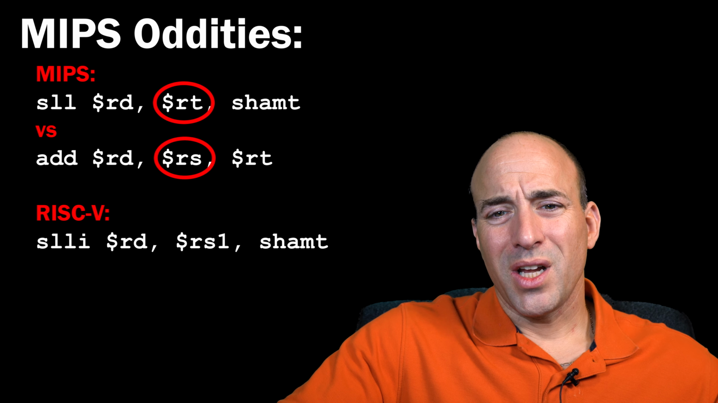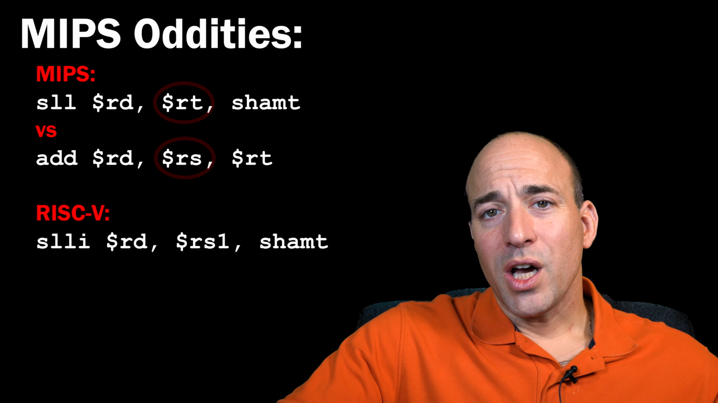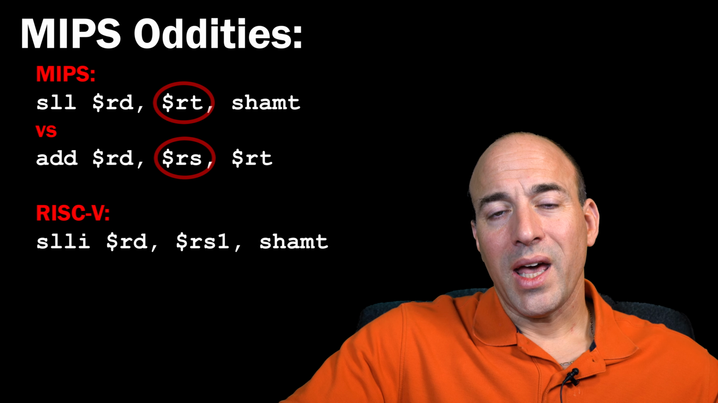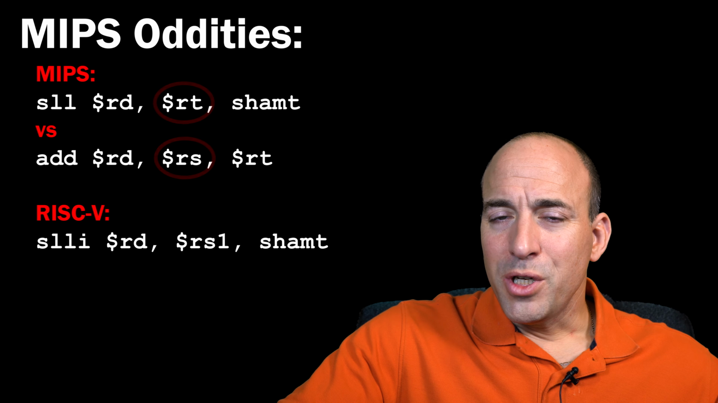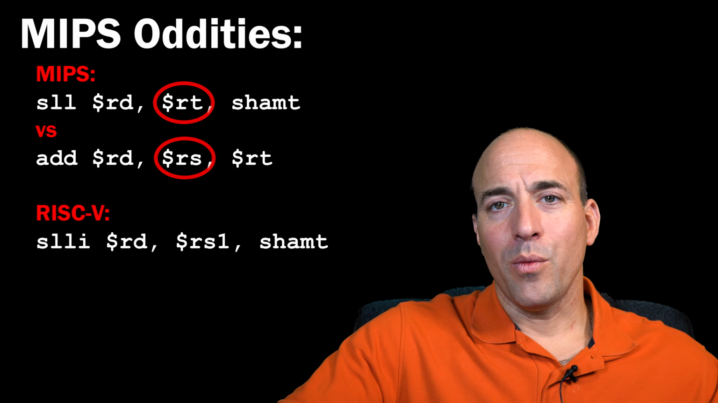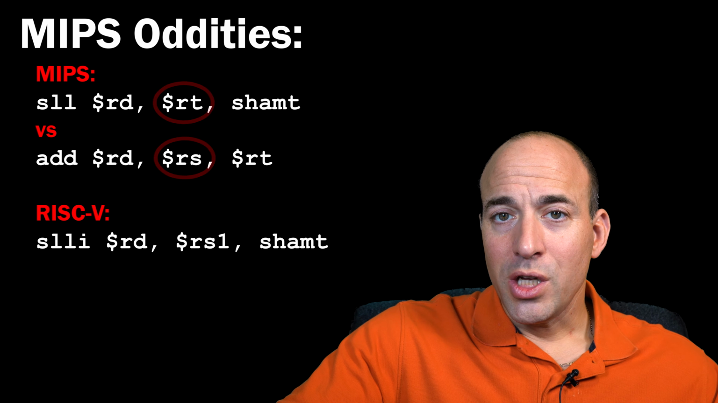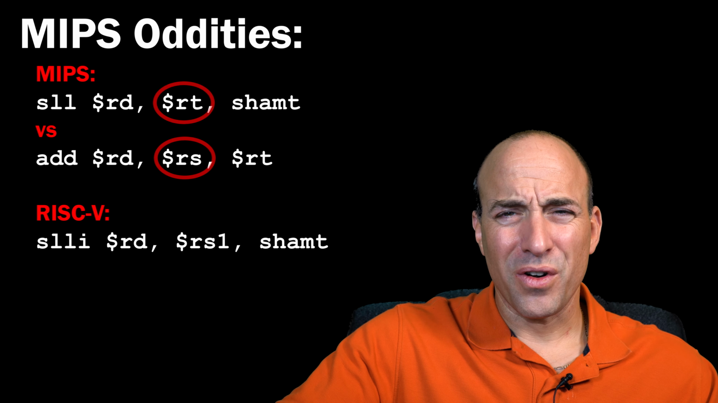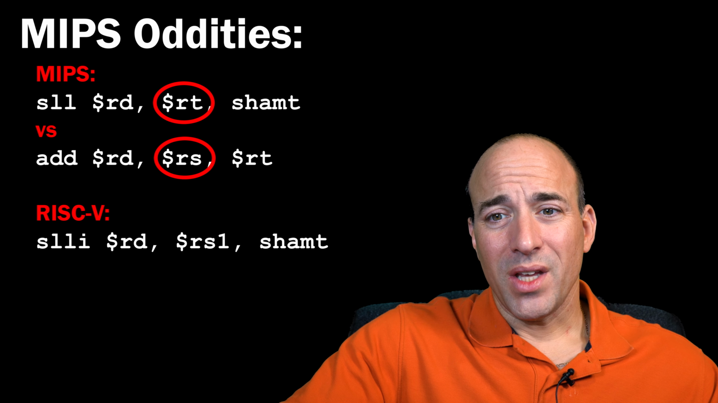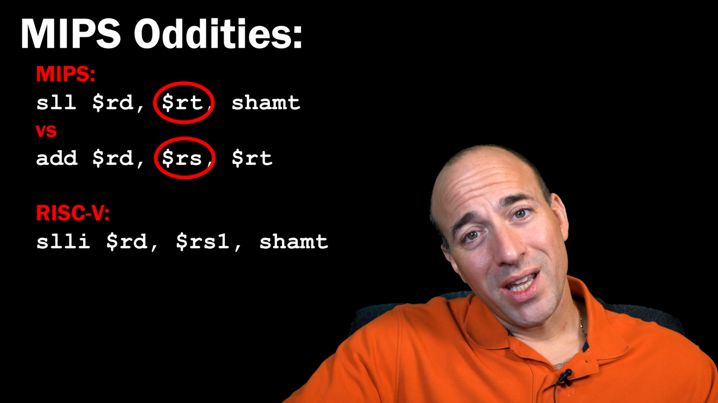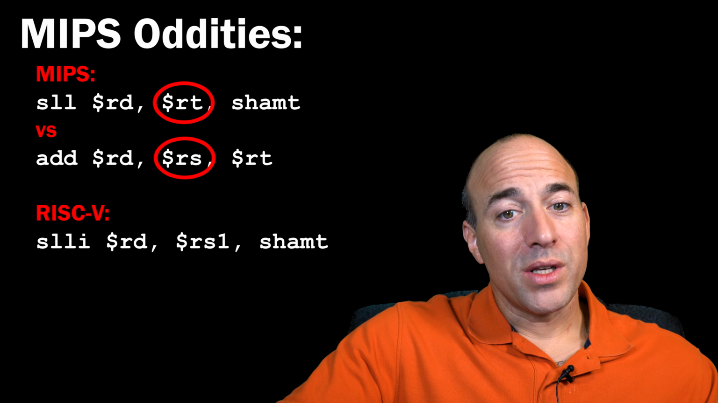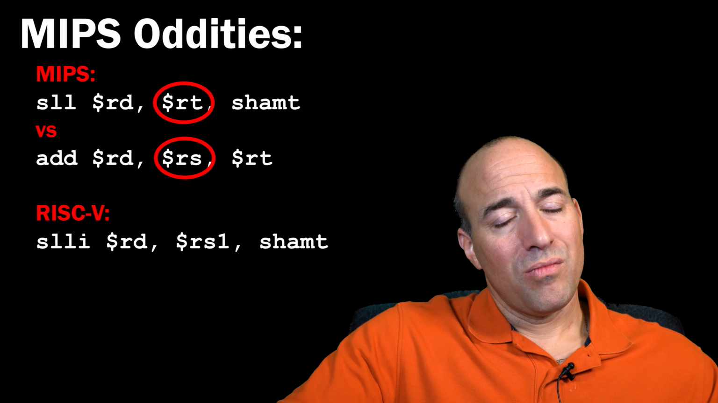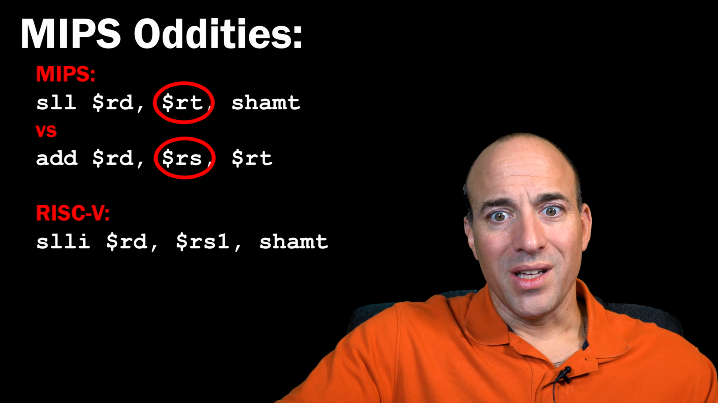MIPS also did this strange thing where it used the contents of the second register source, the RT field, as the value to be shifted for shift instructions. So what that meant was on your ALU, whenever you had a shift, you would actually be shifting the B input, the secondary operand input, instead of the first operand input. That never made sense to me, but we had to deal with it with MIPS. Luckily, RISC-V uses the first operand for shifts, which makes a lot more sense.